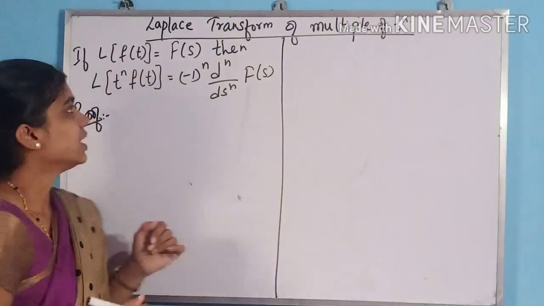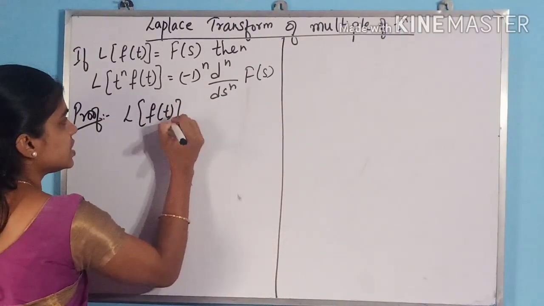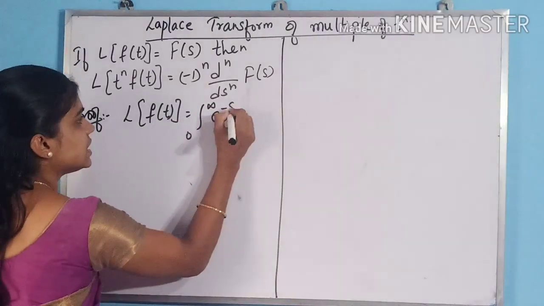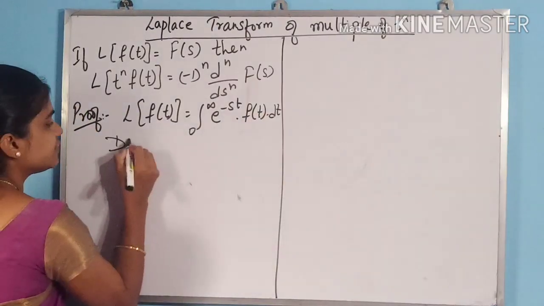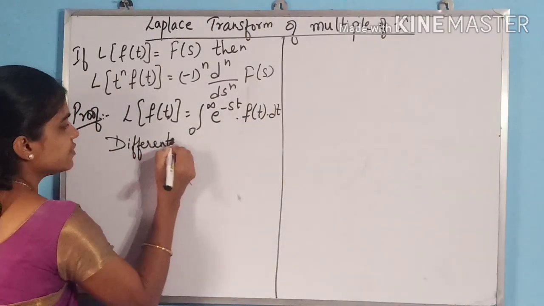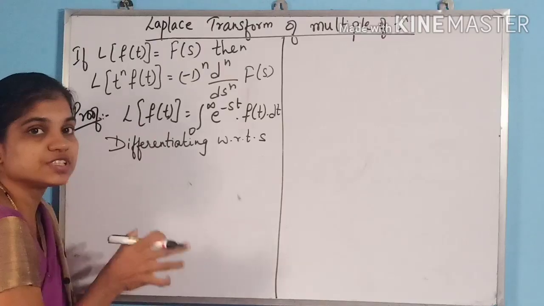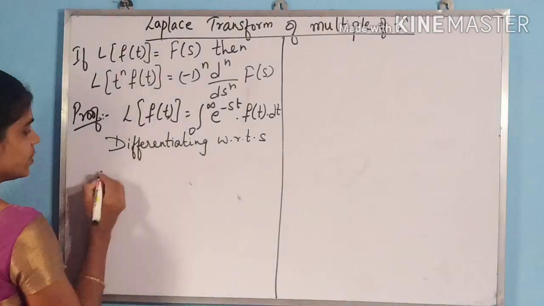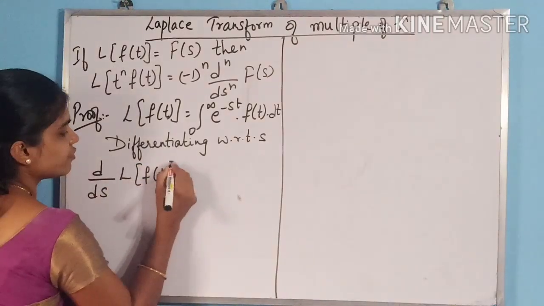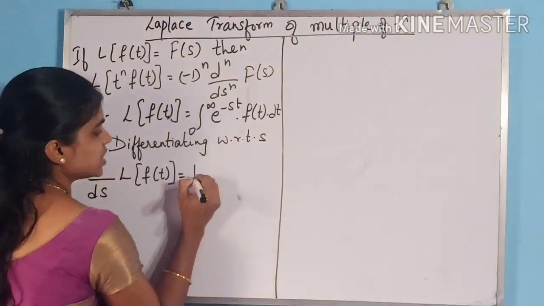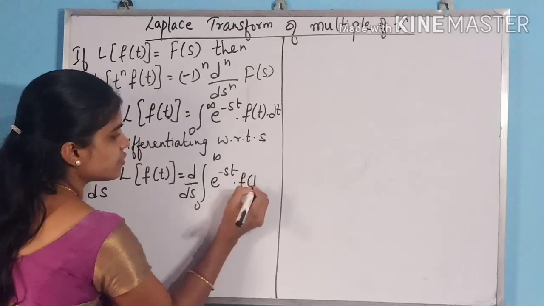So what is given? The Laplace transform of f(t). We know that the Laplace transform of f(t) is equal to the integral from 0 to infinity of e^(-st) f(t) dt. So now what I'll do is differentiate both the sides with respect to s. So what do I have? d/ds of the Laplace transform of f(t) is equal to d/ds of the integral from 0 to infinity of e^(-st) f(t) dt.